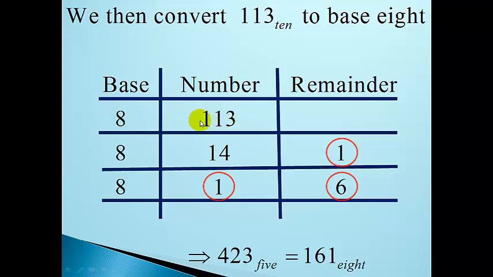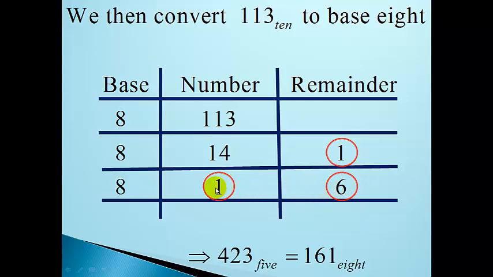Now 113 divided by 8 equals 14 and the remainder is 1. How do you get remainder 1? When you multiply 14 by 8, the result is 112, and the difference between 112 and 113 is 1. That's the remainder. Now 14 divided by 8 is 1 and the remainder is 6. How do you get 6? When you multiply 1 by 8, the answer is 8, and the difference between 8 and 14 is 6. And that's how we have the remainder 6.